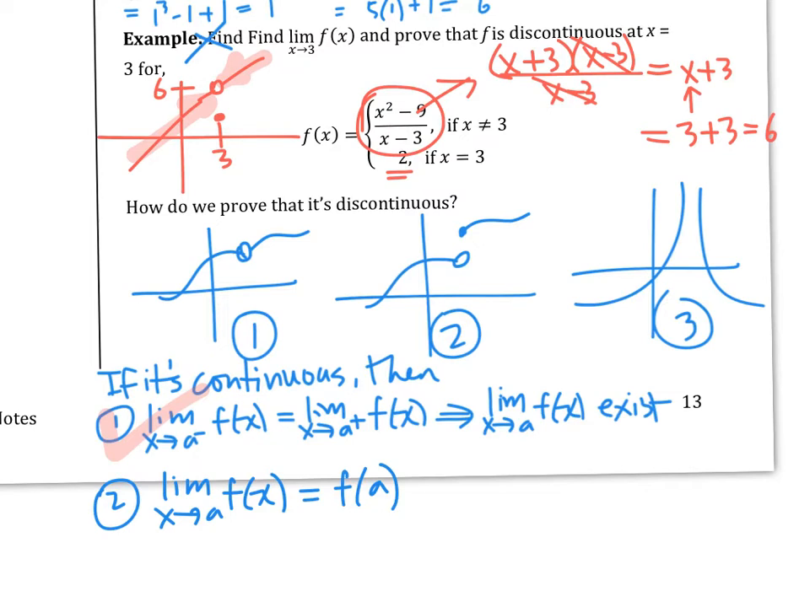However, the second part, the limit has to equal f of a, meaning the limit as x goes to 3 of f of x has to equal f of 3. The limit as x goes to 3 is 6. The actual value at 3 is 2. So they're not the same, which means that this is discontinuous. So condition 2 fails.